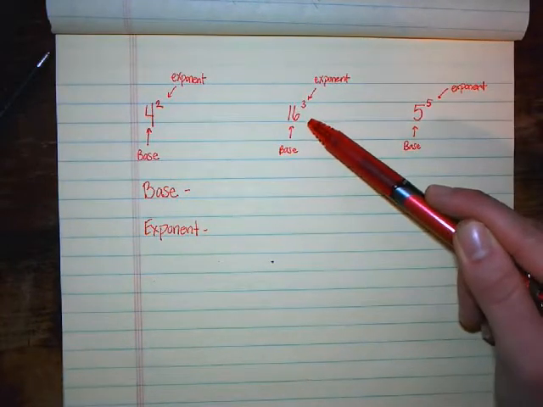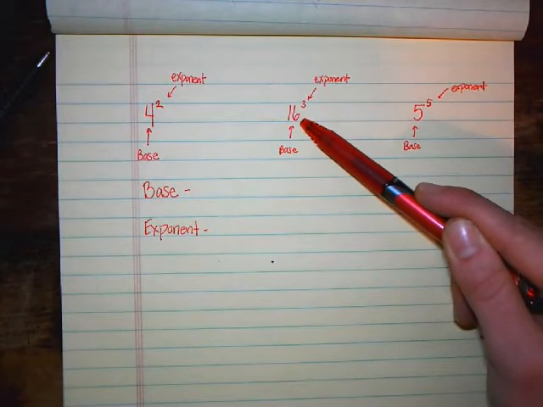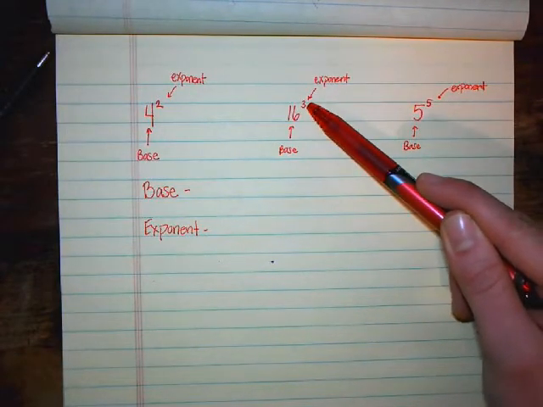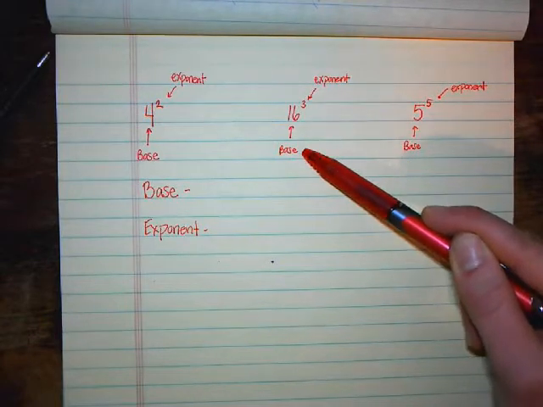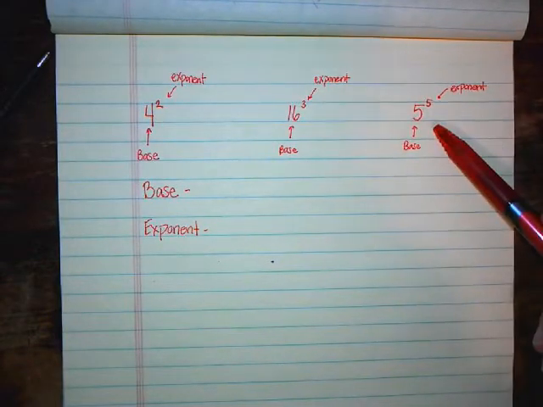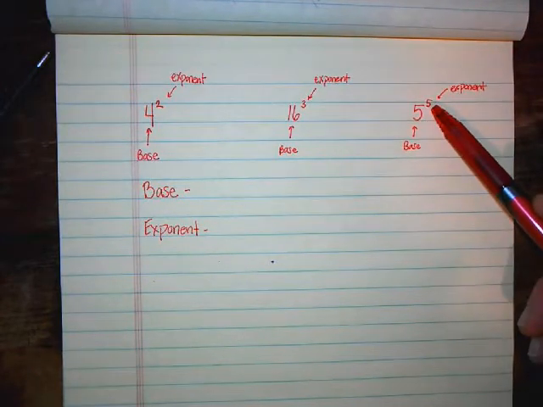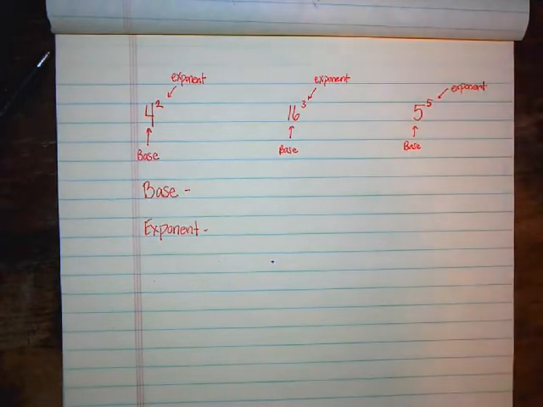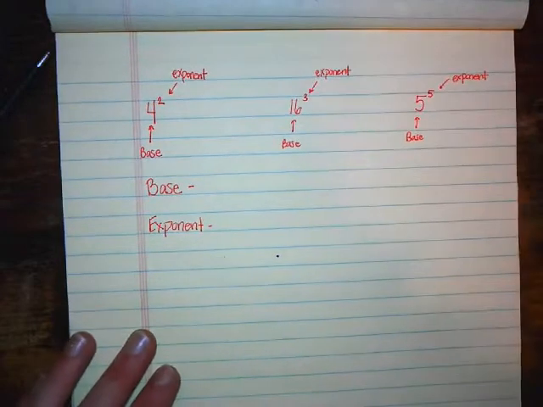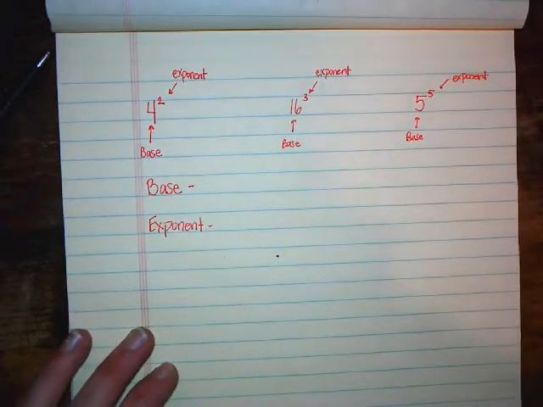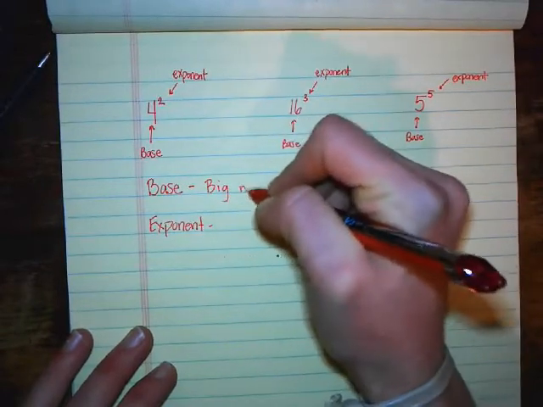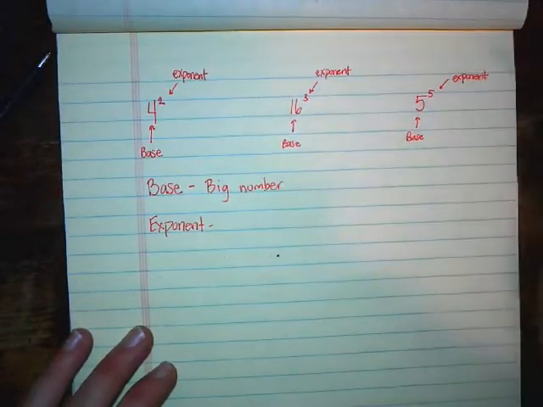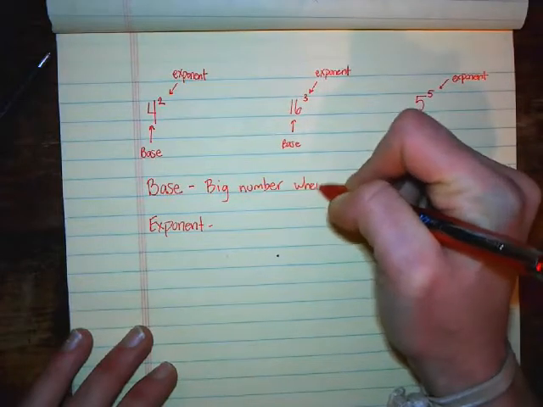How would you say this one? So this we would say 16 to the third power, because 3 is now our exponent and 16 is our base. And in this one, we would say 5 to the fifth power. So what exactly is a base? I'm going to give you the simplest term that I can think of. A base is the big number. It's the big number when using exponents.